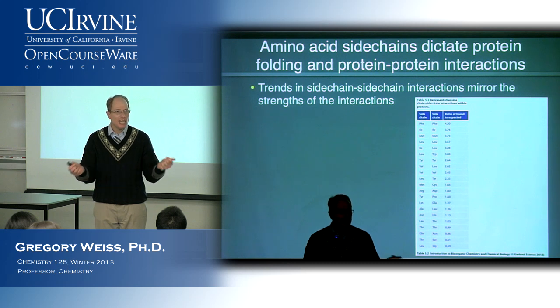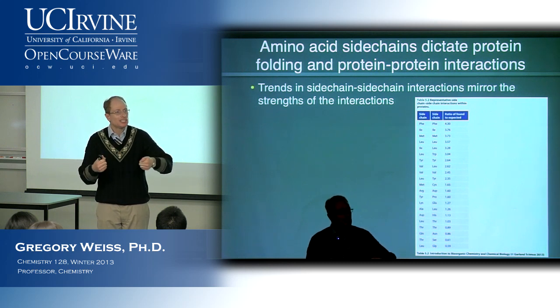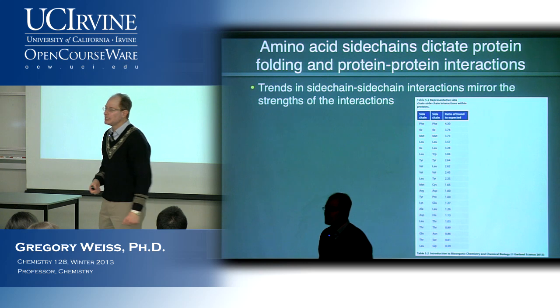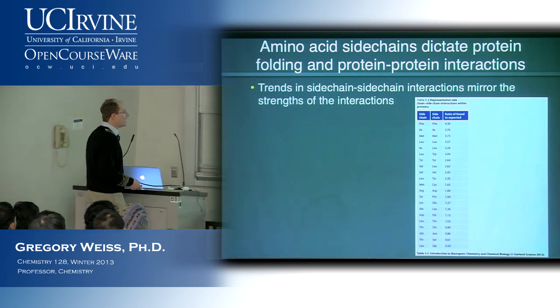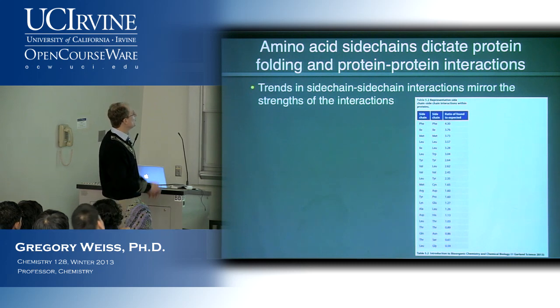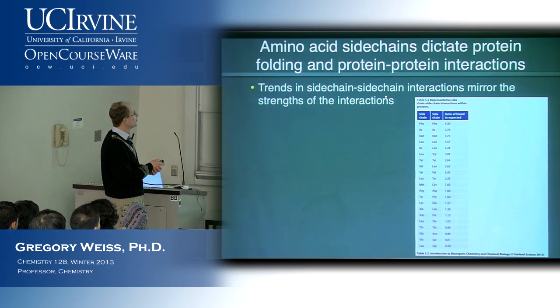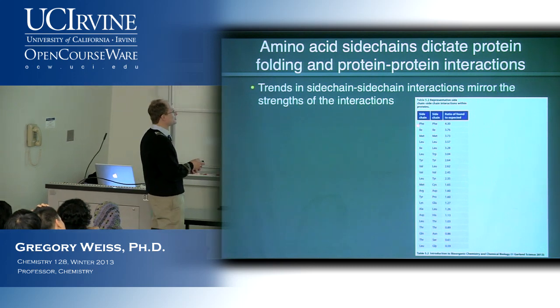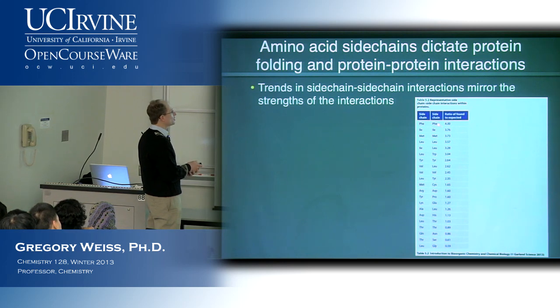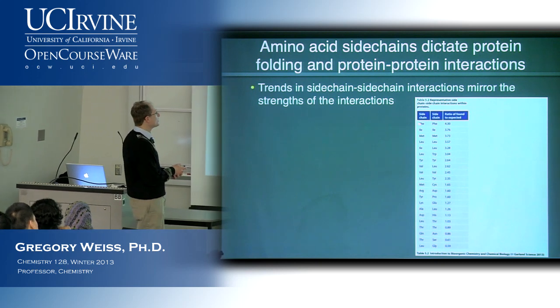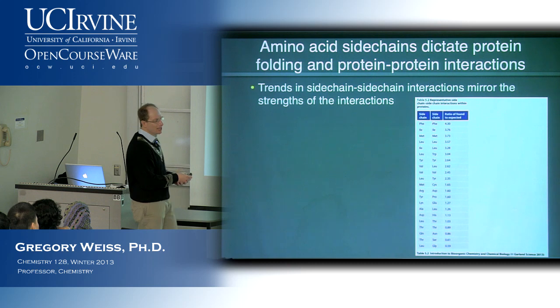What we find is that the side chains are going to be packing against each other, and that in turn is going to largely dictate particular folds of a protein. Evidence of this can be found in the fact that the trends in side-chain interactions mirror the strengths of these interactions. So the side-chain interactions that are found most frequently are also the ones that are the strongest. For example, at the very top over here, we have phenylalanine binding to phenylalanine.